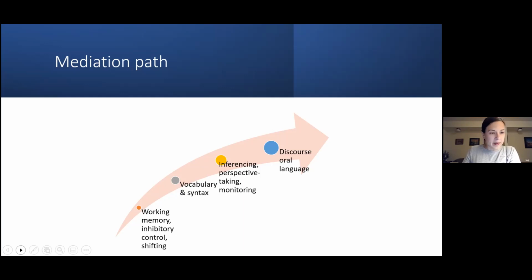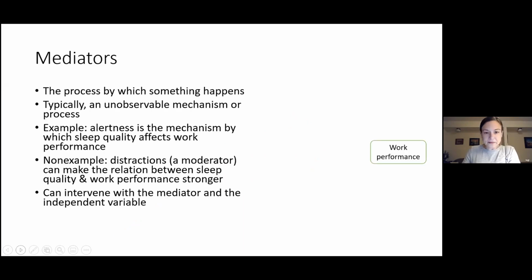So what the heck am I talking about with mediation? Mediation is identifying the process by which something happens. So it's either a process or a mechanism, which are the terms that are most comprehensible for me to use in thinking about what mediation is doing. And sometimes, or often, it's an unobservable mechanism.